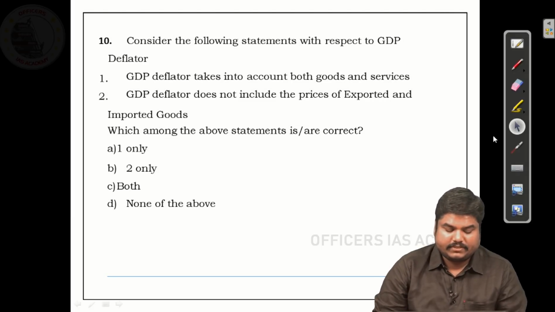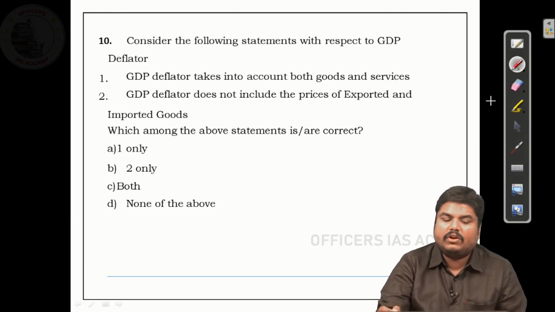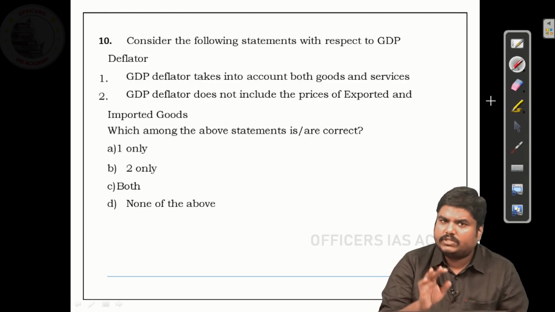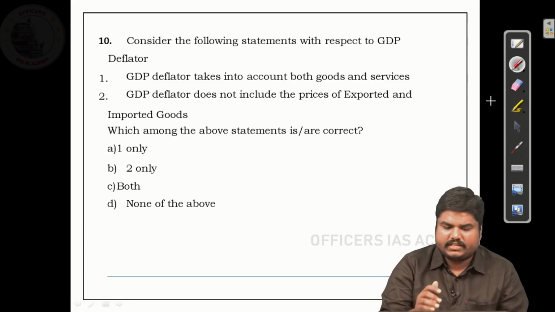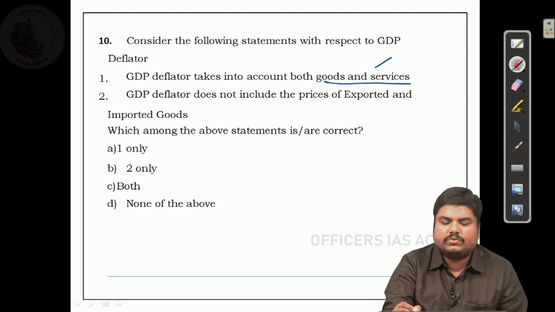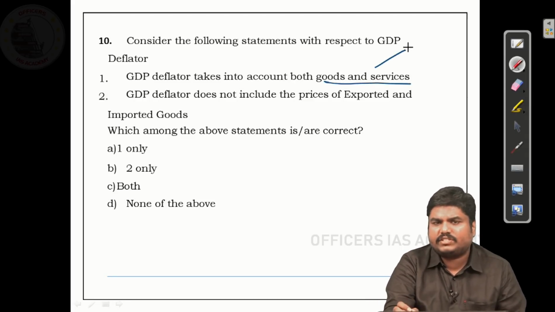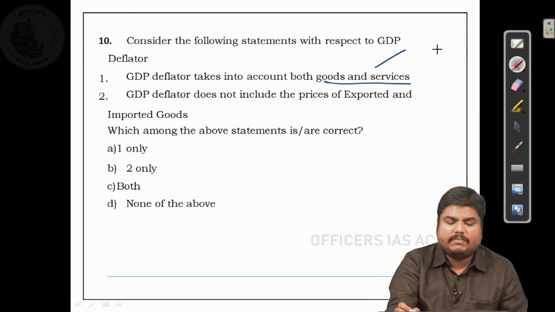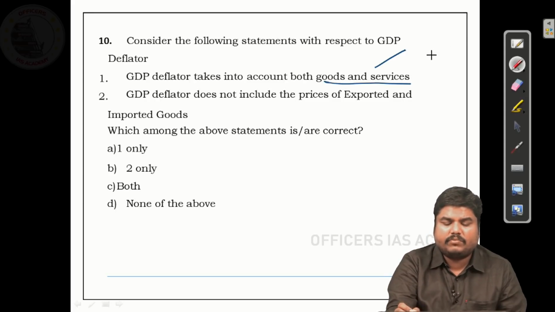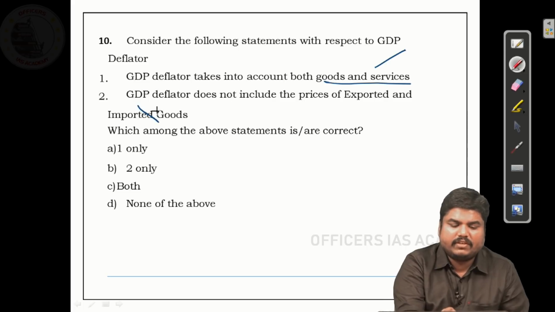Right. So next question is regarding GDP deflator. We all know it is a ratio between nominal GDP and real GDP. That is also one of the tools to measure inflation. That takes into account both goods and services. Of course, no restrictions, it takes into account both goods and services. GDP deflator does not include the price of exported and imported goods. It does not include the price of imported goods.